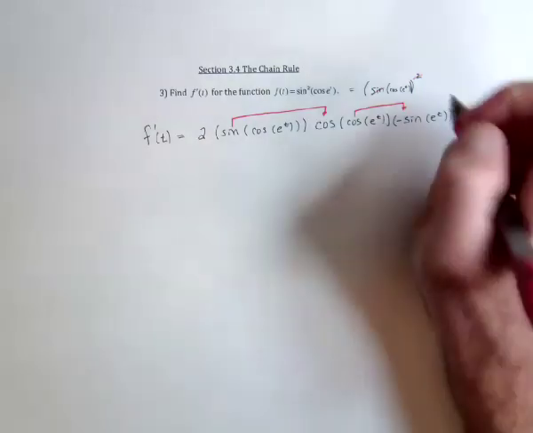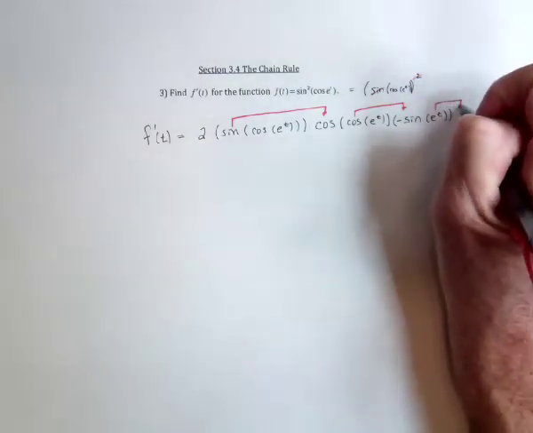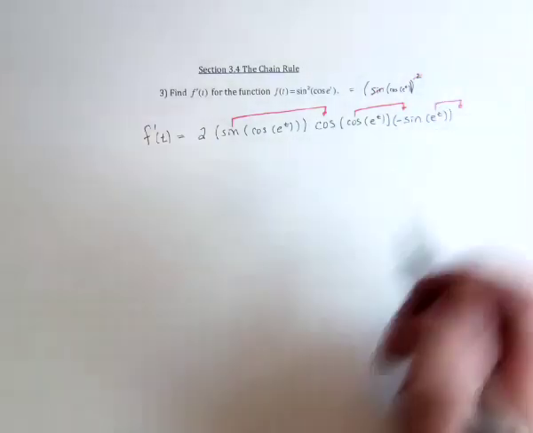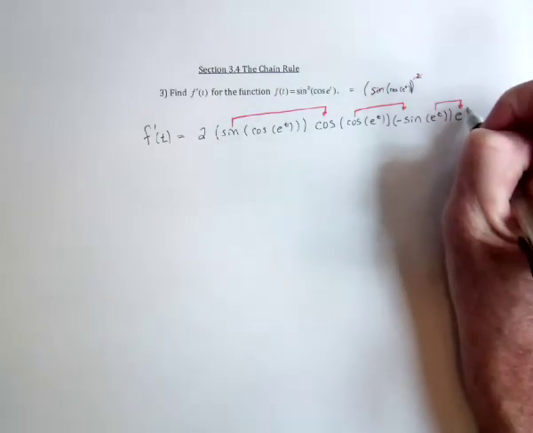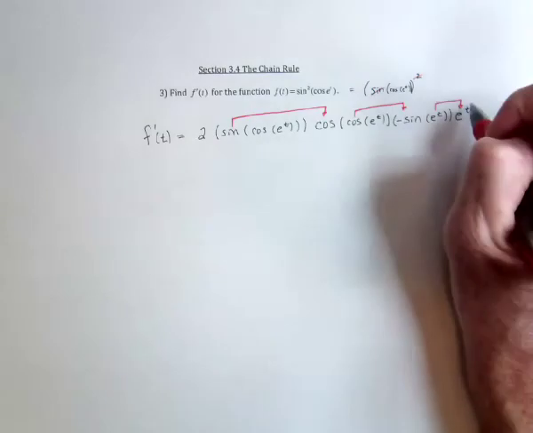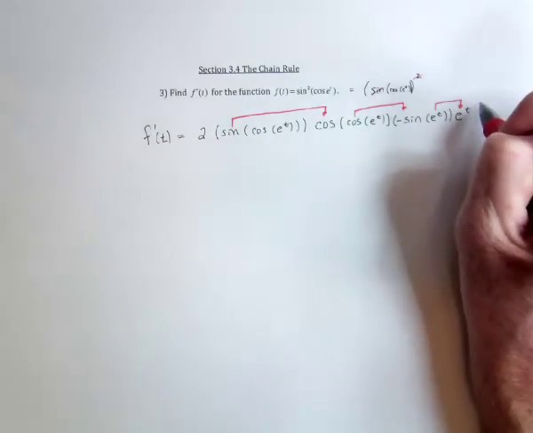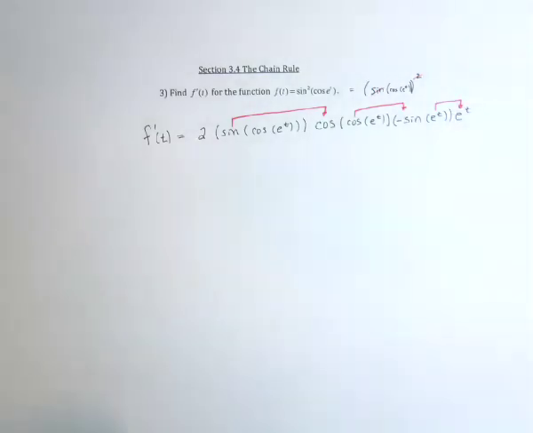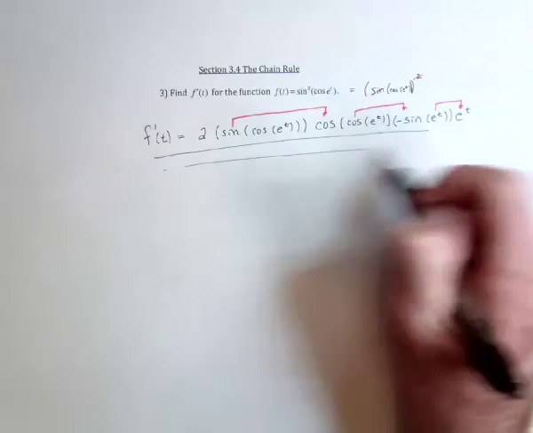And then finally, we're to that innermost function. Take the derivative of e to the t, and that is e to the t. And technically, if you wanted to go one step further, you could say take the derivative of t with respect to t is going to be a 1, so multiply by a 1. And then it can't really be simplified, so that's it.